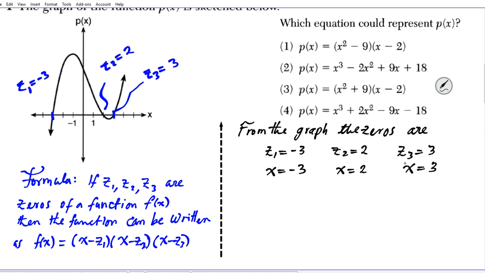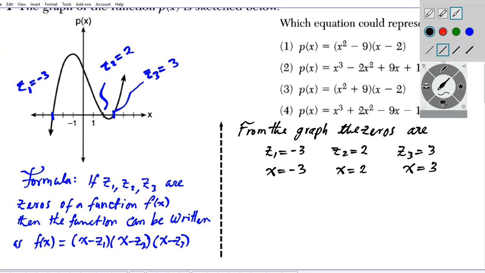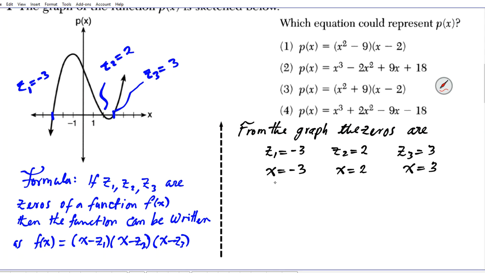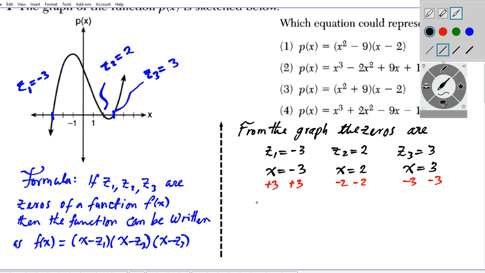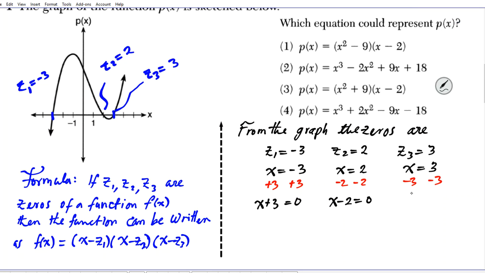Now we're going to set each solution to 0. To accomplish that, we'll simply subtract 3 from both sides in the first equation, subtract 2 from both sides in the second, and subtract 3 from both sides in the third. Okay, so we're going to have x plus 3 equals 0, x minus 2 equals 0, and x minus 3 equals 0. Now we're going to use the reverse of the zero product property, okay?